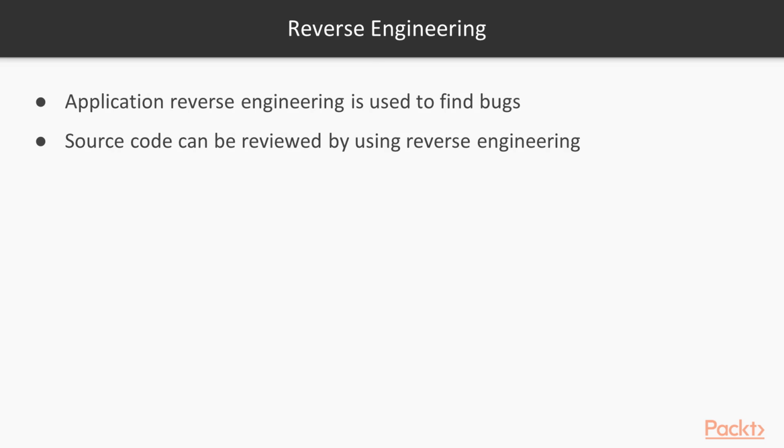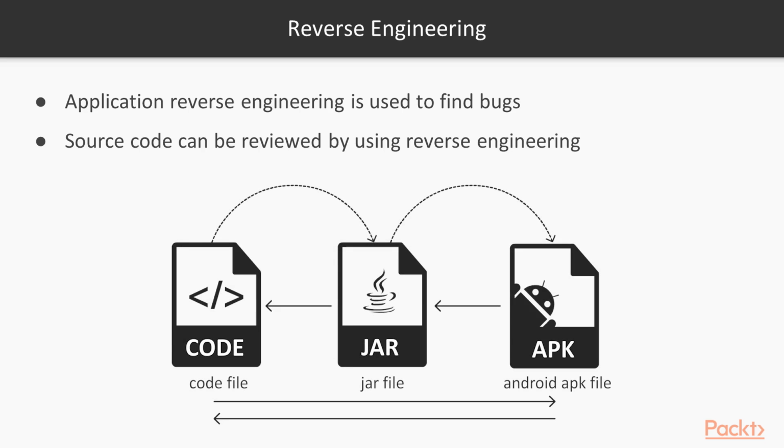In the first point you can see here that app reverse engineering is used to find out bugs. So let me tell you what reverse engineering is. Reverse engineering is quite simple. For example, if there is an Android file, an APK file, reverse engineering means reversing the process. So now it will be converted into a jar file, right? And then it will be converted into the code files where I can check all the code available inside the app. So this is called reverse engineering.